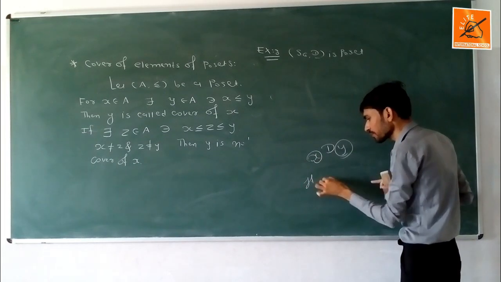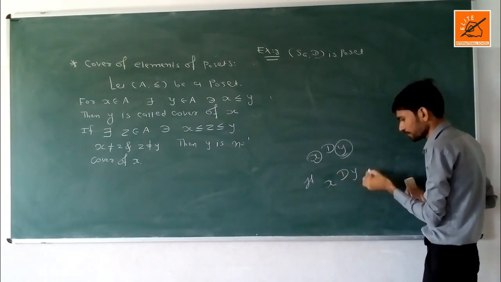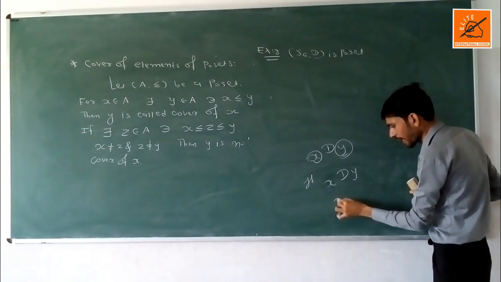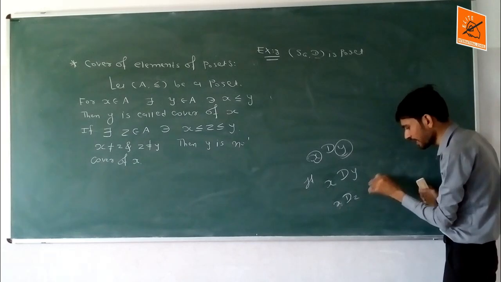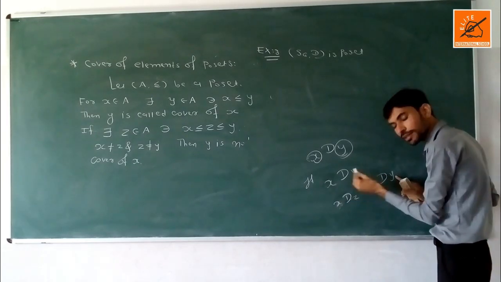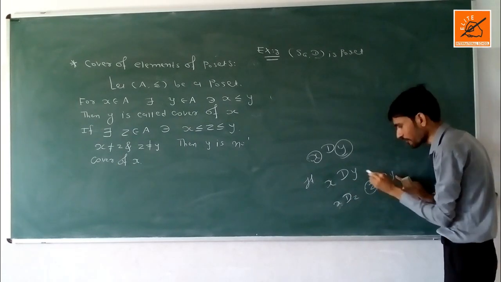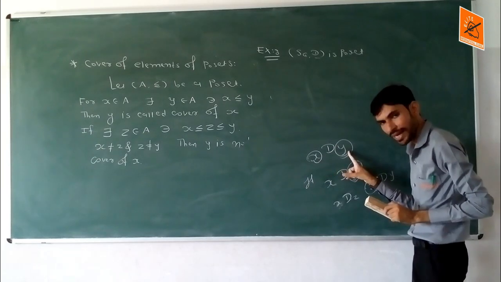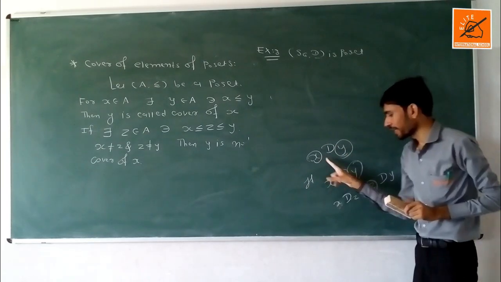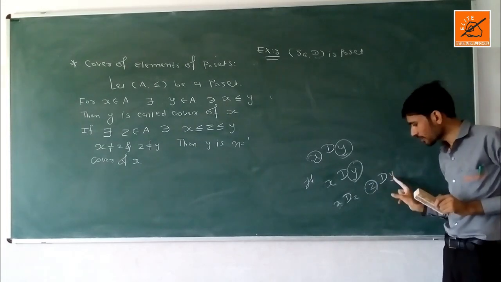But if x divides y, and x divides z and z divides y, so x of course divides y, but y is related through z, then y is not a cover of x. X directly divides y, then y is a cover of x. Here x divides y, but through z, then y is not a cover of x.